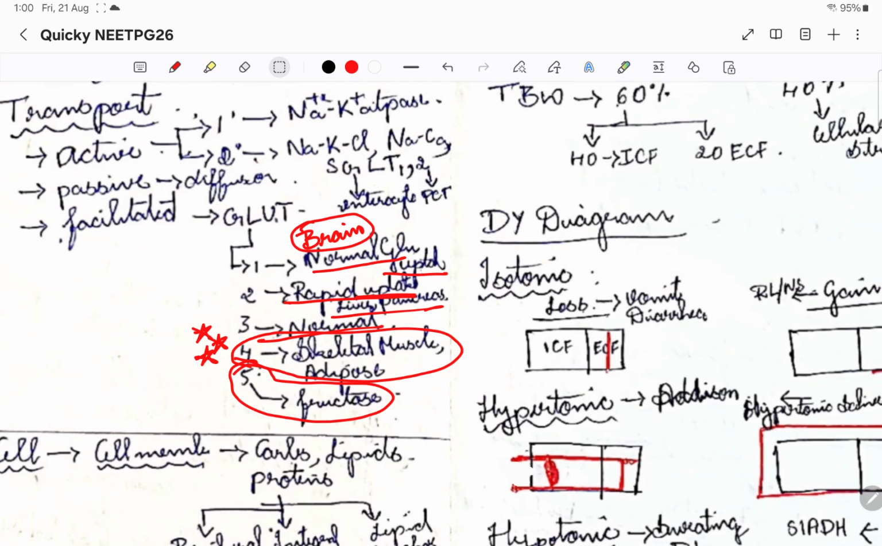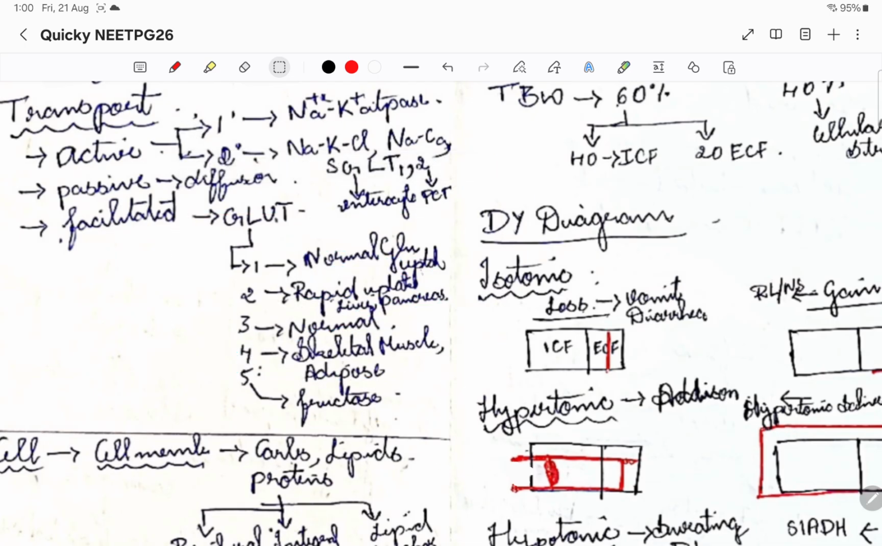Then I was discussing the SGLT, the secondary active transport where sodium glucose co-transport occurs. In the enterocytes of the small intestine, it is SGLT1, whereas SGLT2 is in the PCT of the kidney.